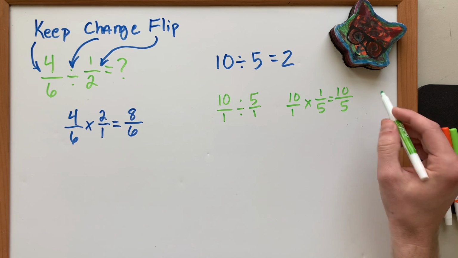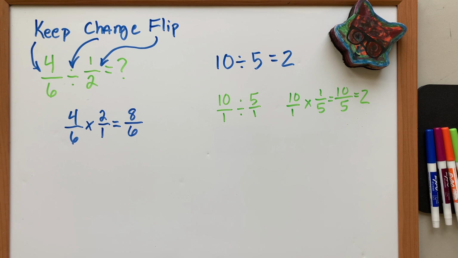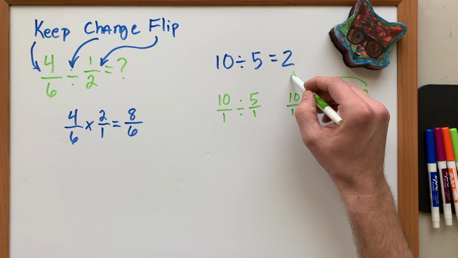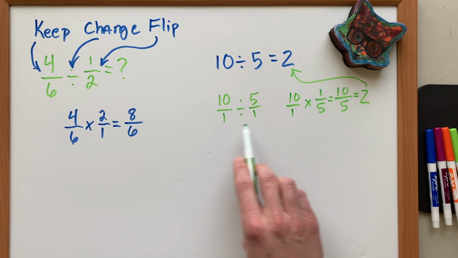And 10 over 5, you can check it with a calculator, you can do it with long division, you can look at your multiplication tables. 10 divided by 5 is equal to 2. And so that's one way that you can remember how this works. Keep, change, flip, or just take two nice whole numbers that divide evenly, write them as fractions. Any whole number can be written as a fraction.